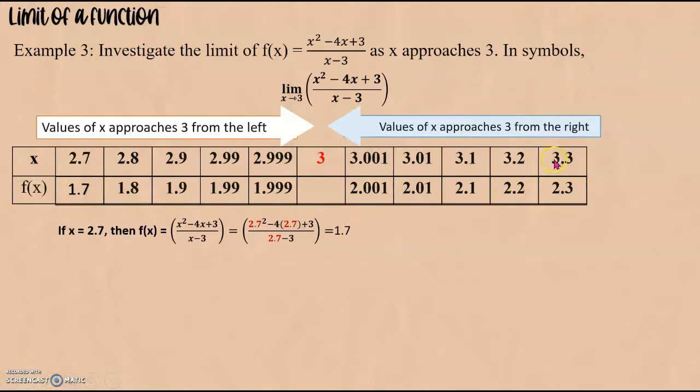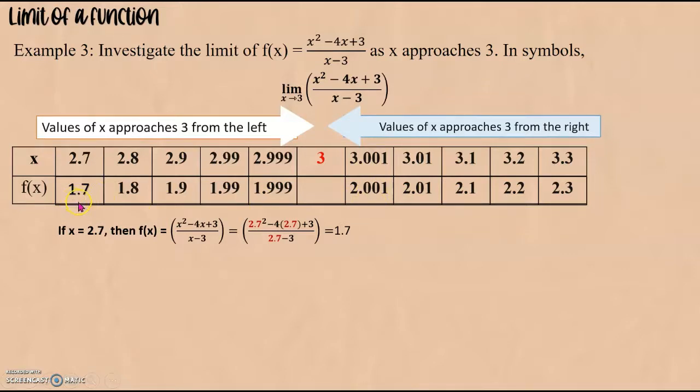In the same manner, when x is equal to 3.3, f of x is 2.3. When x is equal to 3.1, f of x is 2.1. When x is equal to 3.01, f of x is equal to 2.01. When x is equal to 3.001, f of x is equal to 2.001.